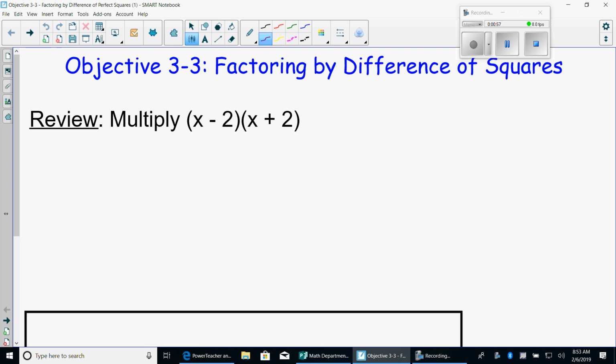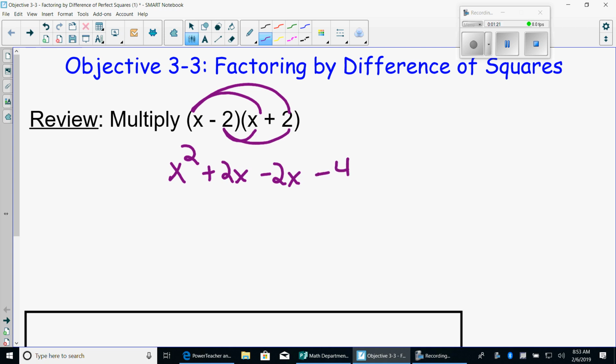So if we multiply this together, what will we do? X times x, which is x squared. Okay, then x times 2, which is 2x. Then negative 2 times x, which is negative 2x. Then negative 2 times 2, which is negative 4. And what happens here in the middle? They cancel out, and you end up with x squared minus 4.